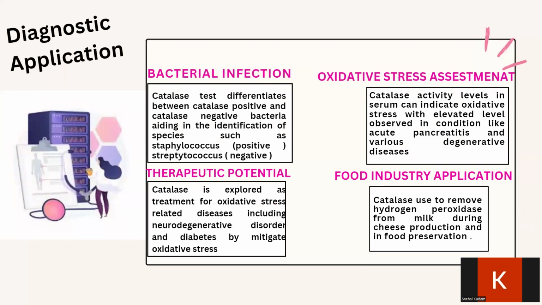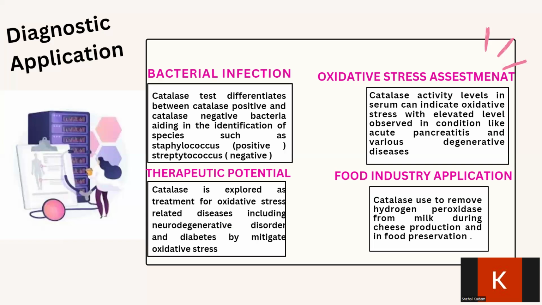Diagnostic application: bacterial infection. The catalase test differentiates between catalase-positive and catalase-negative bacteria, aiding in the identification of species such as Staphylococcus positive and Streptococcus negative. Oxidative stress assessment. Catalase activity level in the serum can indicate oxidative stress, with elevated levels observed in conditions like acute pancreatitis and various degenerative diseases.